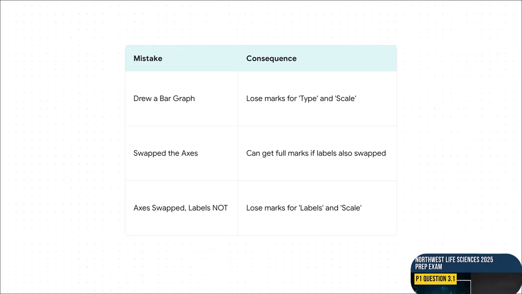Now this is for my high flyers, the ones aiming for that 100%. So what if you swap the axes by accident? Well, the memo says you can actually still get full marks, but only if you swap the labels correctly too. But if you swap the axes and forget to swap the labels, you're going to lose marks for labels and scale. Knowing these little rules is like having the examiner's answer key right there in your head.